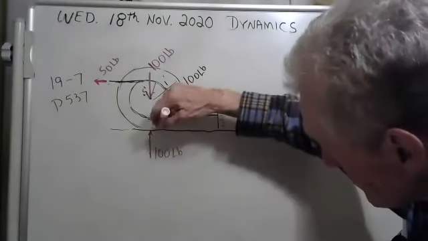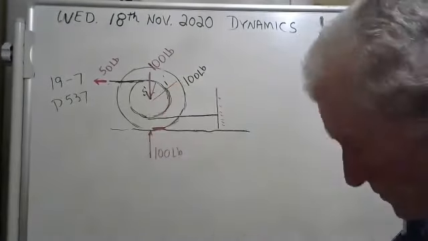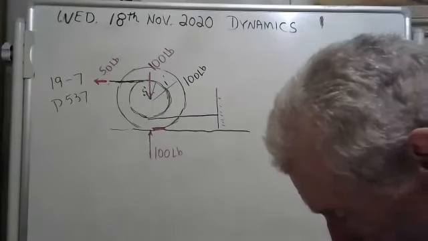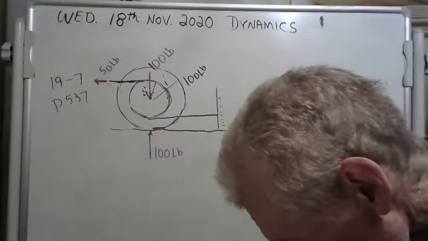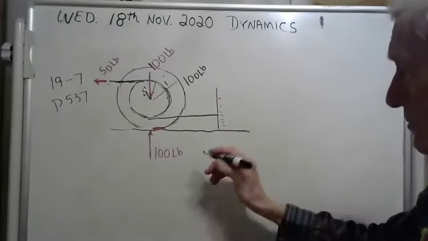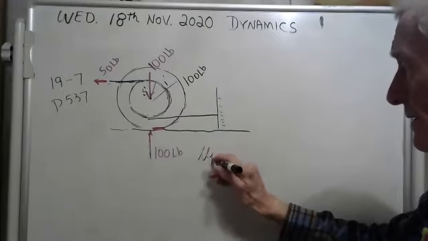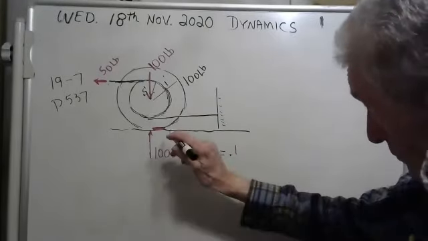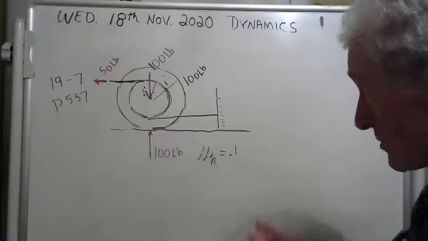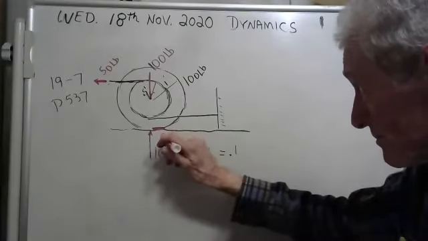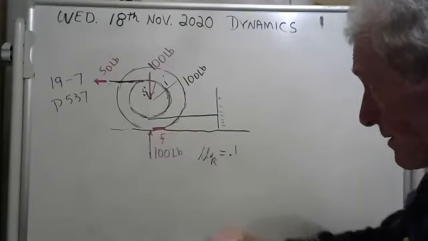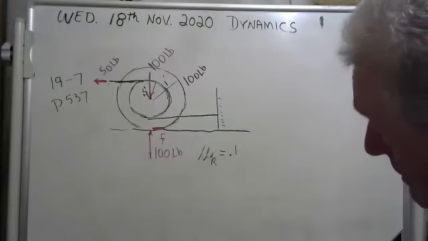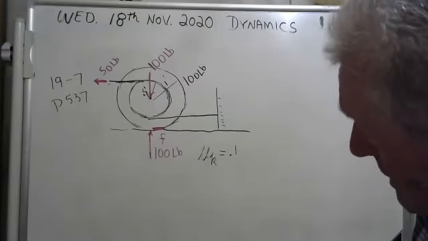Now there's going to be a friction force down here. And that friction force, if you'll read it, is 0.1. See, the mu sub k is 0.1. So you can find this friction force. We'll just call it F for right now. There's your frictional force. I don't know whether it's going to the right or the left.